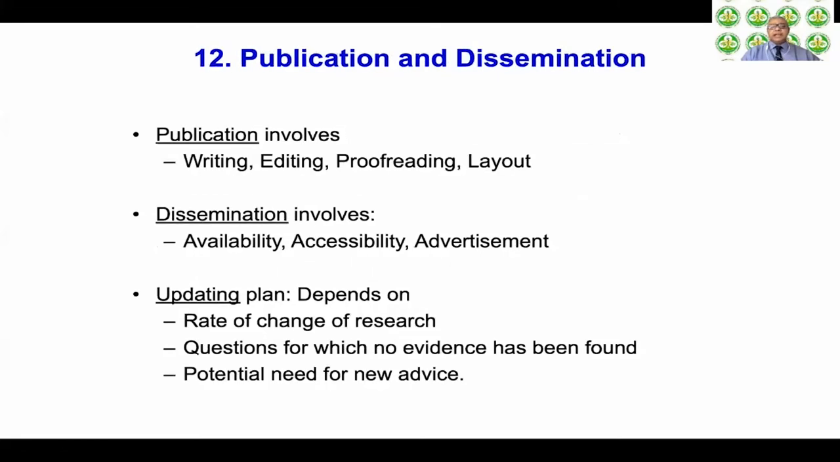And then when the guideline document is ready, the last step is to publish and disseminate it widely. So before publication, there are the steps of writing, editing, proofreading, formatting, and things like that. Dissemination basically involves making it available to the end users, either spread through the internet or through publications or through online ways of doing it. And not just making it available, but also accessible at the point of care to the end users who need to use those guidelines. Often, professional healthcare societies will advertise this guideline so that it can be disseminated more widely.